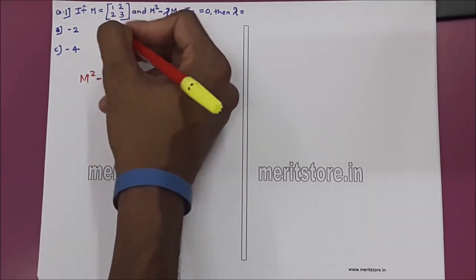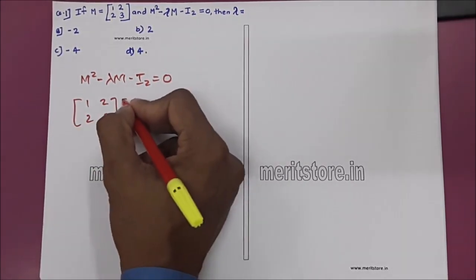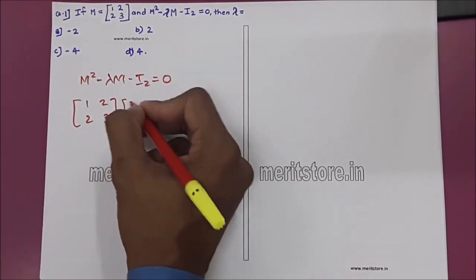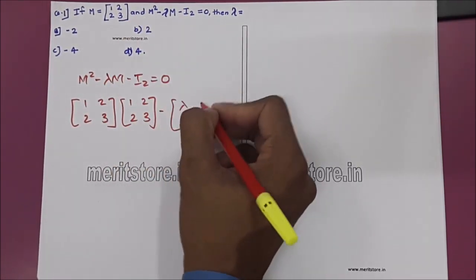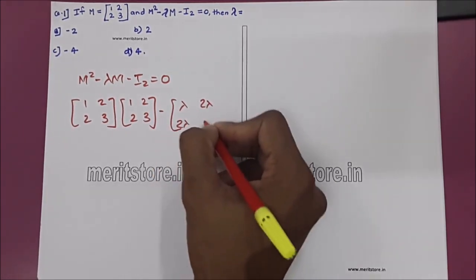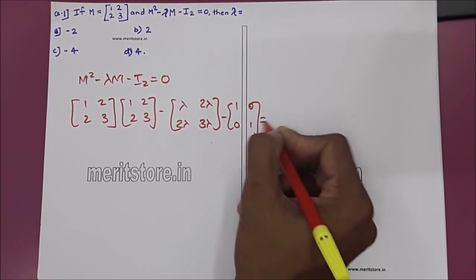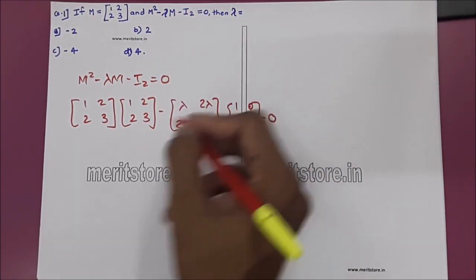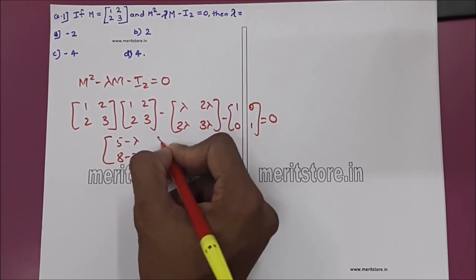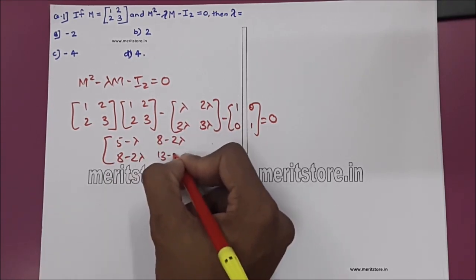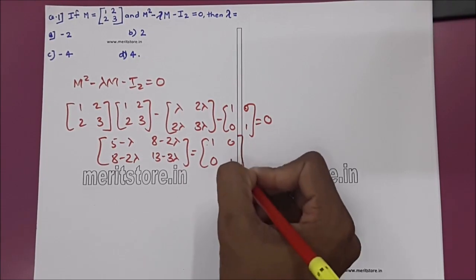We substitute the value of M, that is the matrix, in the equation. It is M square, so we write M into M. For lambda into M, we get lambda, 2 lambda, 2 lambda and 3 lambda, where I is a unit matrix. We solve this, we get 5 minus lambda, 8 minus 2 lambda, 8 minus 2 lambda, 13 minus 3 lambda equal to the unit matrix. On that side we get 1, 0, 0, 1.